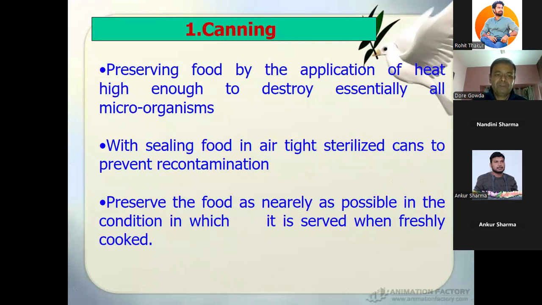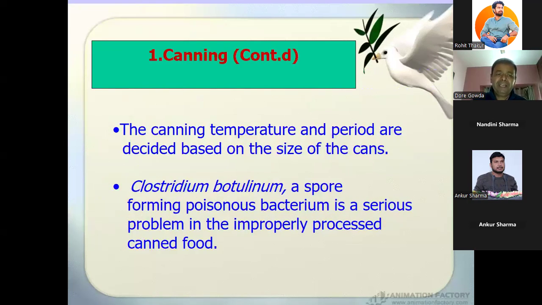With sealing the food, we preserve it as nearly as possible in the condition in which it is used. If it is a vegetable, it is washed, any fiber is removed, then it is cut, and then it is canned. While cooking, we just have to open the can, take out the content, and start cooking. The canning temperature and period are very critical, particularly for Clostridium botulinum. If the can is not properly processed, this microbe, which is somewhat heat resistant, will not get killed. Then during storage of the cans, the product will spoil.